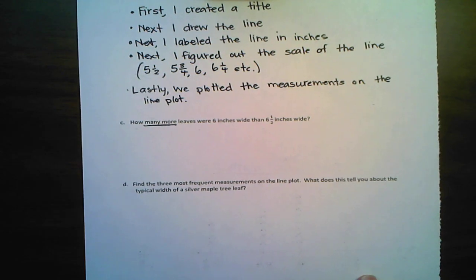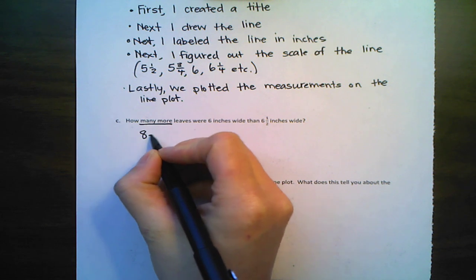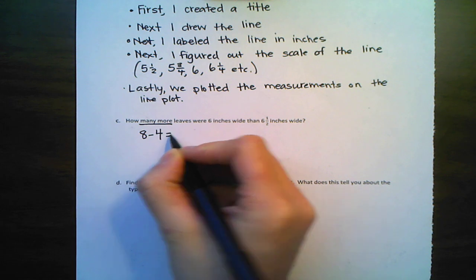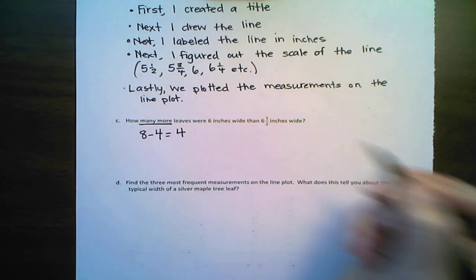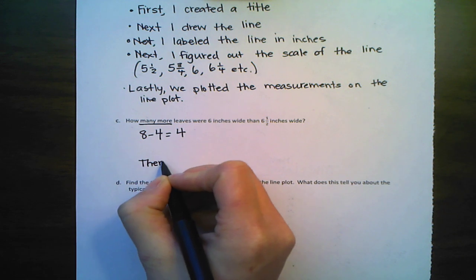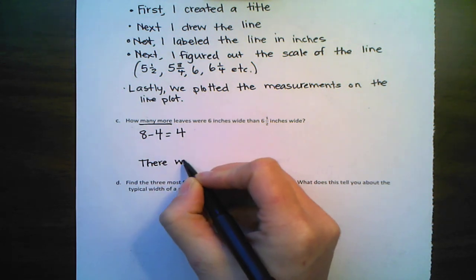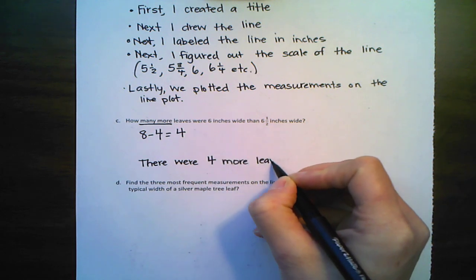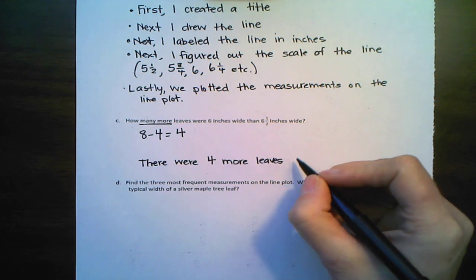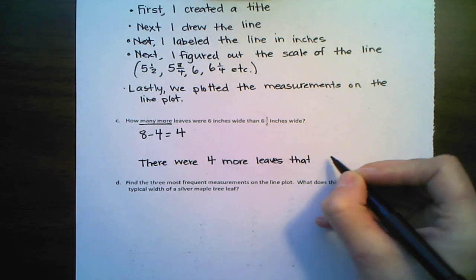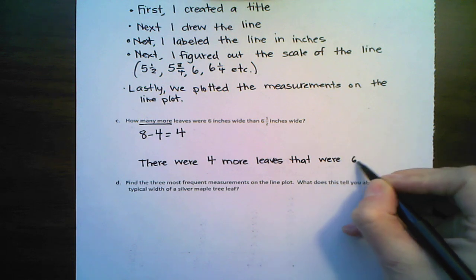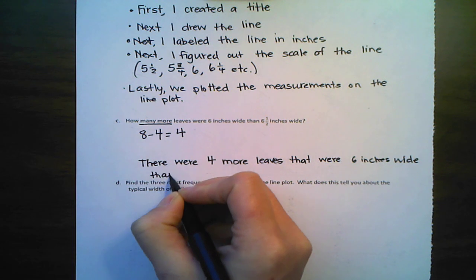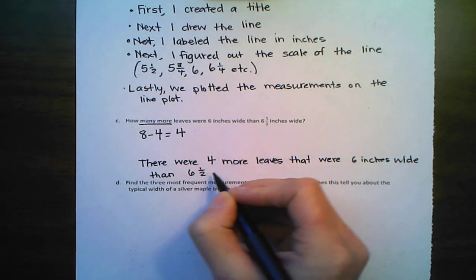I don't think that y'all need to do this, but I'm going to just to do it. So you have 8 that were 6 inches. We had 4 that were 6 and a half. 8 minus 4 is 4. So I'm going to say there were 4 more leaves that were 6 inches wide than 6.5 inches wide.